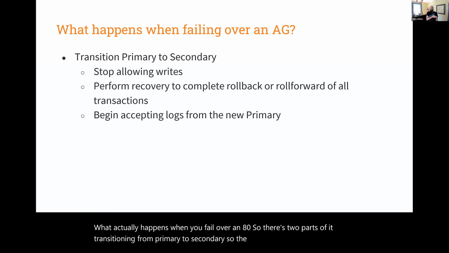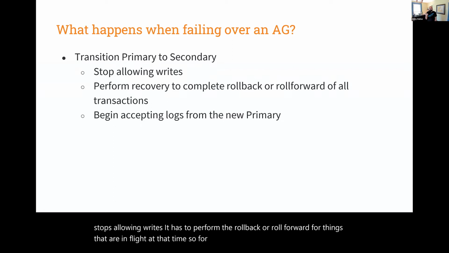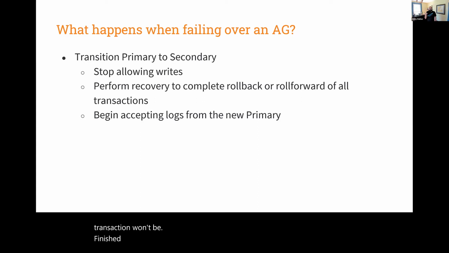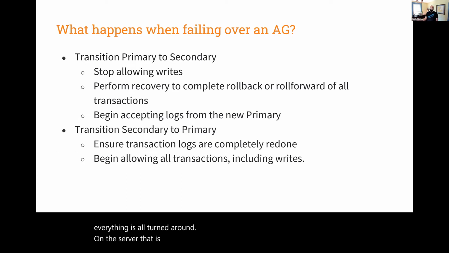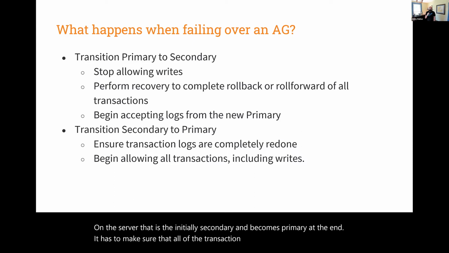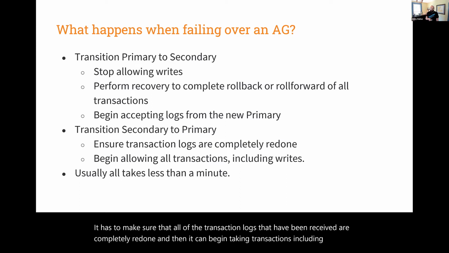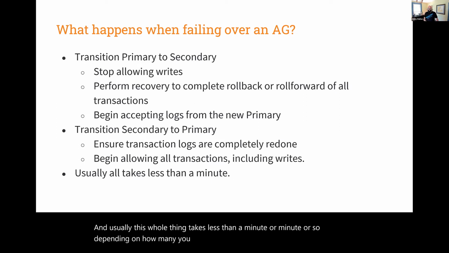The server that is your initial primary stops allowing writes. It has to perform the rollback or roll forward for things that are in flight at that time. So for most things, if there's a transaction that is open at the time of failover, it has to roll that back because the partial transaction won't be finished. And it also has to begin accepting logs from the new primary, and then everything is all turned around. On the server that is initially secondary and becomes primary at the end, it has to make sure that all of the transaction logs that have been received are completely redone, and then it can begin taking transactions, including writes. And usually this whole thing takes less than a minute or so, depending on how many databases you have, how busy they are, and a bunch of other factors.